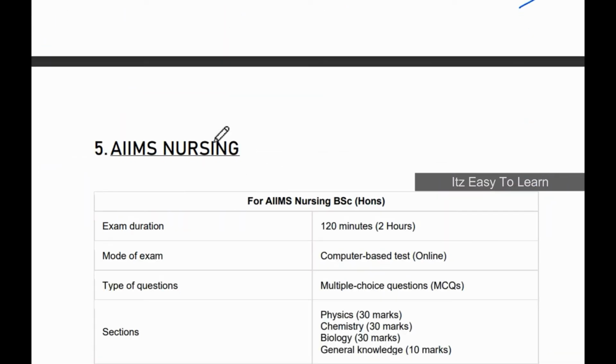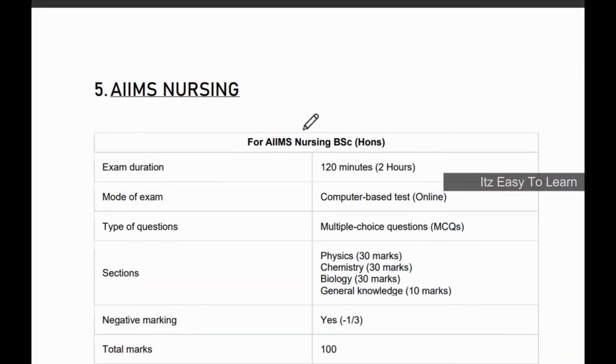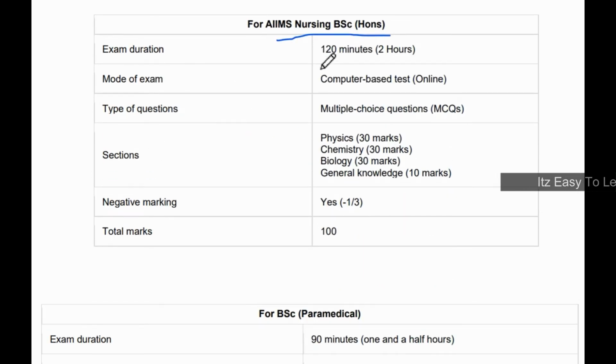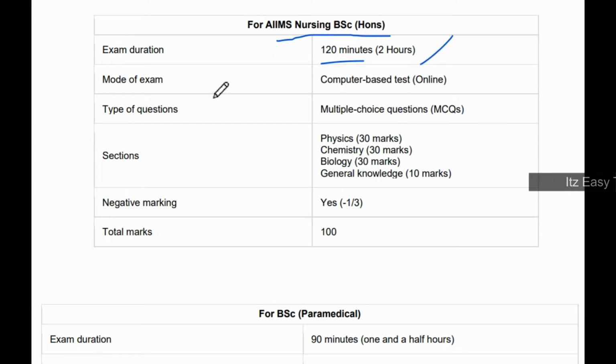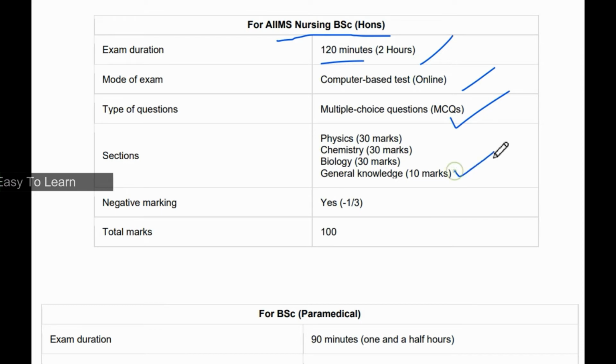So next I am moving to Aiims nursing. For BSc honors, the examination duration is 120 minutes, that is 2 hours. Mode of examination is computer based test, and type of question is obviously MCQ. There will be a total of 4 sections: physics, chemistry, biology and GK. In physics there will be 30 marks, in chemistry same, biology same, and in GK there will be 10 marks. Obviously there is negative marking, that is -1/3, and the total marks is 100.